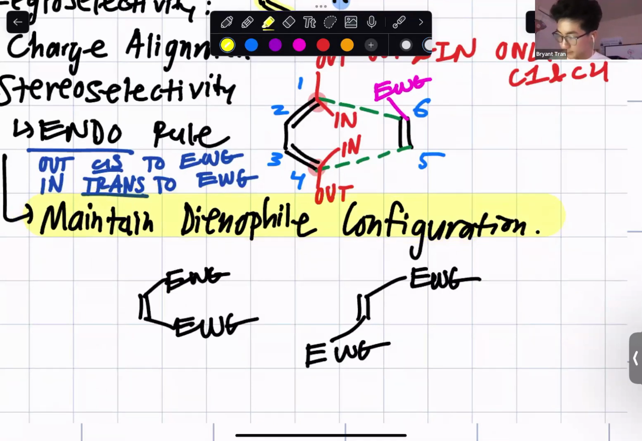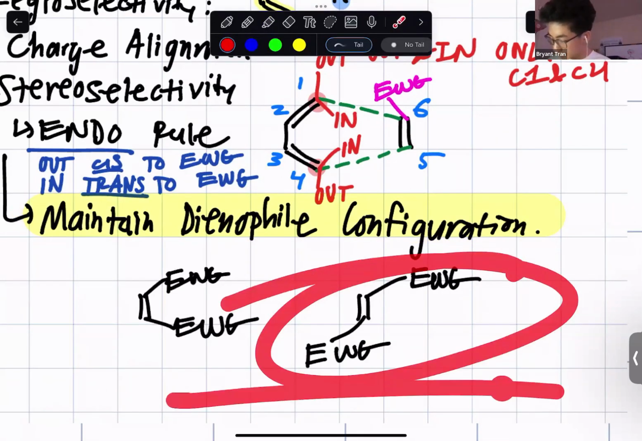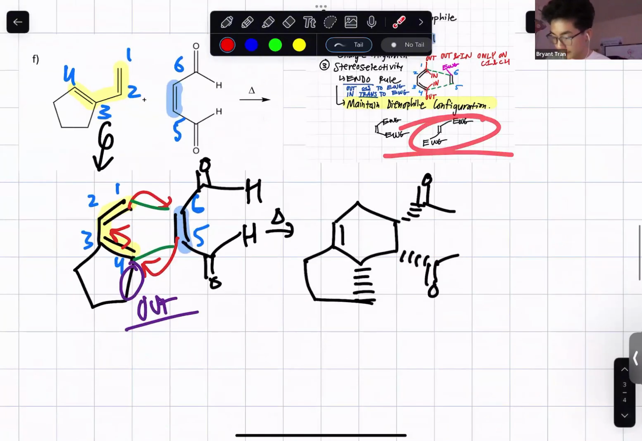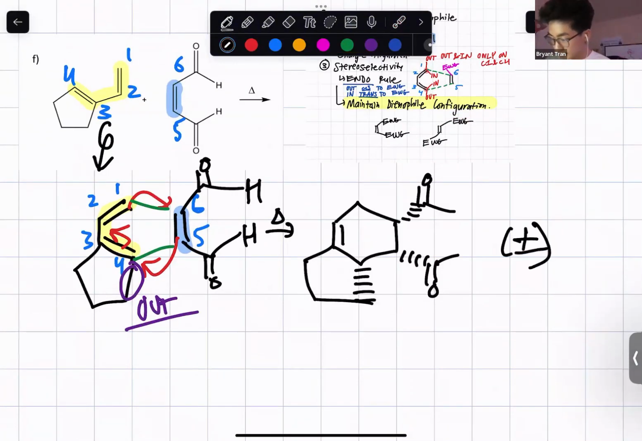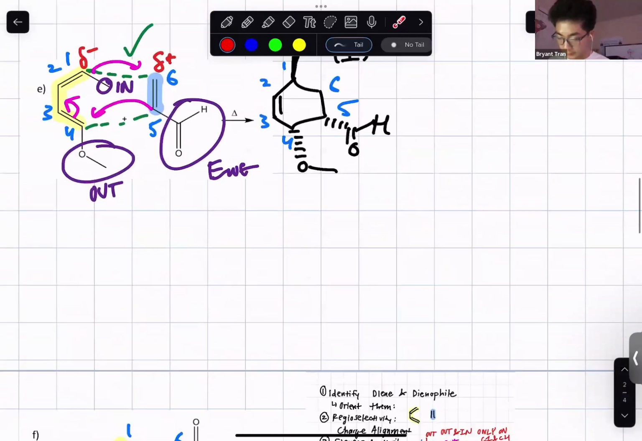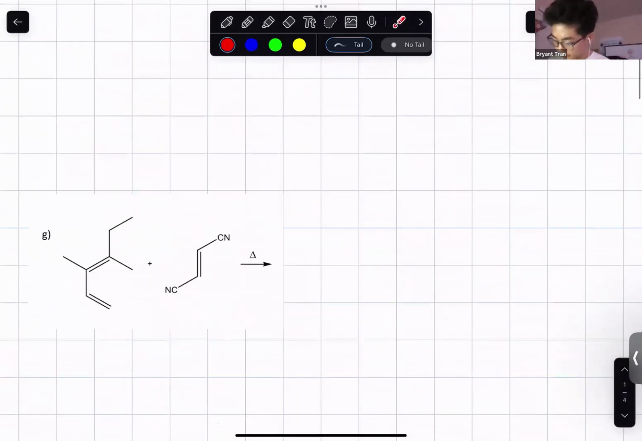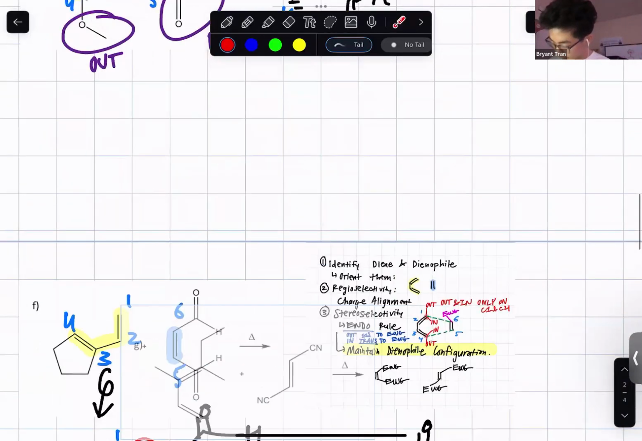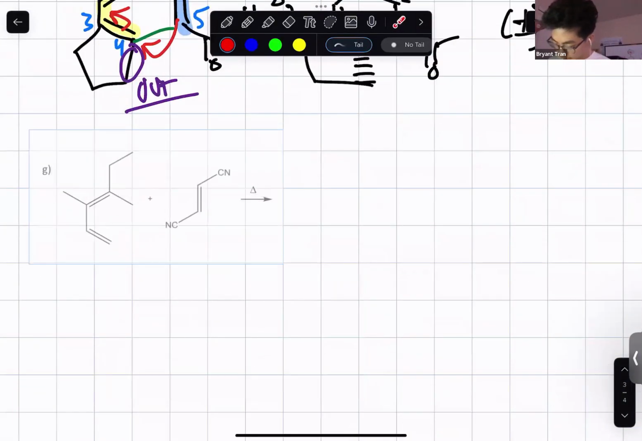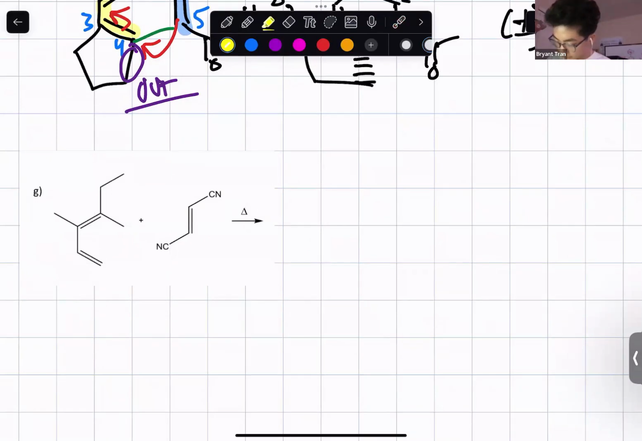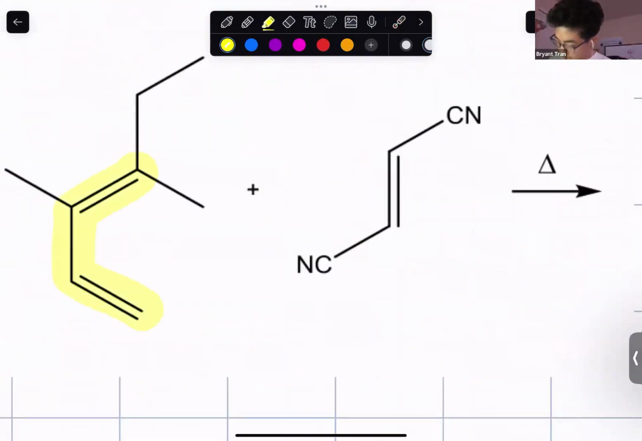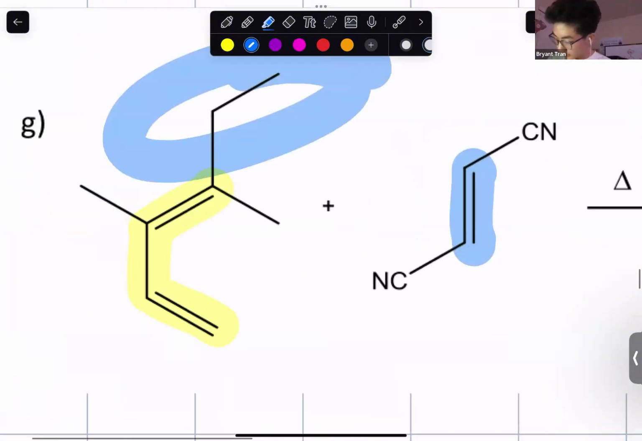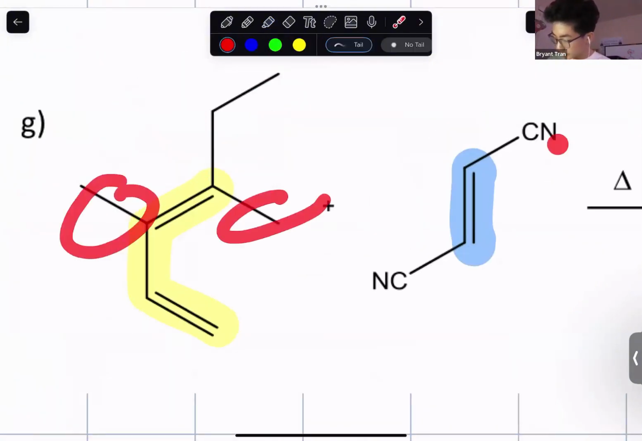Now the next one is going to talk about the trans dienophile, which is going to give you 4 different products here, right? This one here gives you 2 different products, that and its enantiomer. But now let's look at the last problem here. By Diels-Alder. Okay, so this is our diene. This is our dienophile. Here are our EDGs, and here are our EWGs.